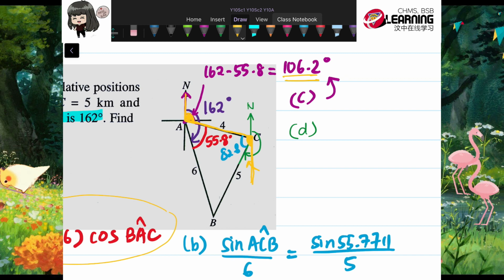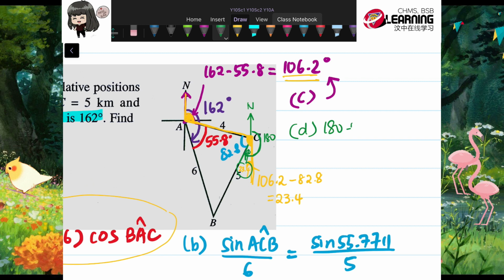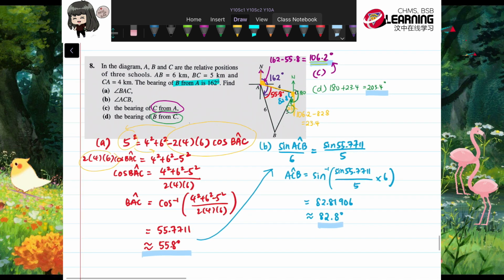Okay, so to find this angle will be 106.2 minus 82.8. So I get 23.4. So this angle here is 23.4. To find this whole thing will be 180 plus this 23.4. So 180 plus 23.4 equals 203.4 degrees. So that's my answer for C and D. Okay, so this is question number 8.